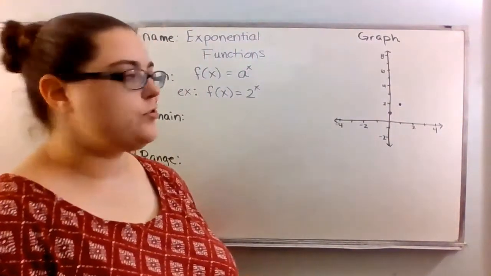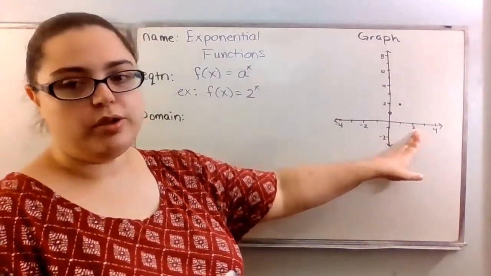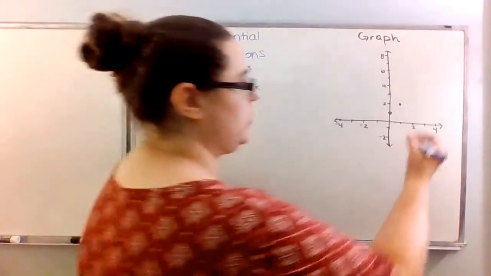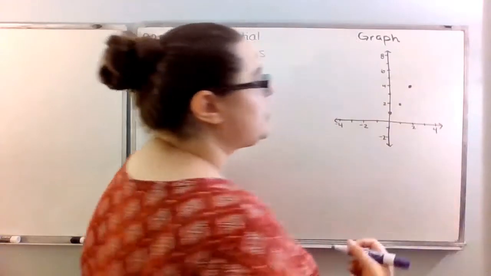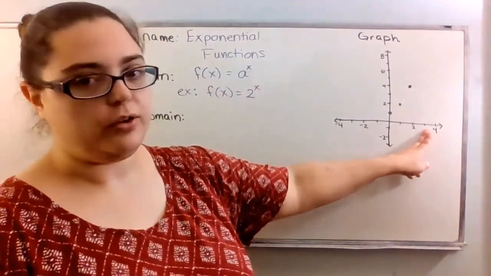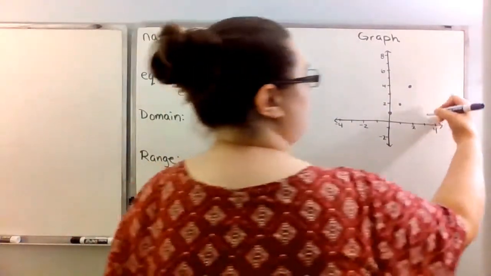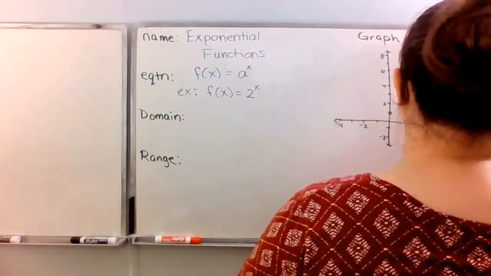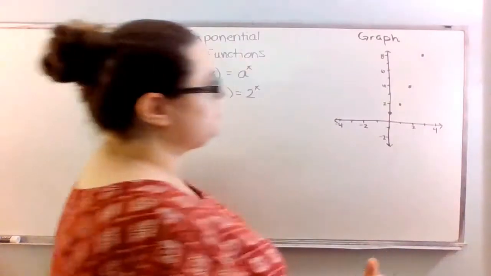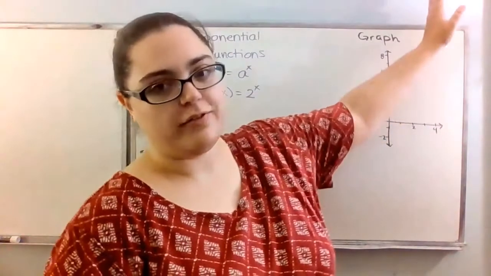And we're just going to continue. So when the exponent is 2, 2 squared is going to be 4. So you can see why this is going to get a little bit big. Because now when I do 3, 2 cubed is going to be 8. So we're going to go up here. And we're going to increase fairly quickly.